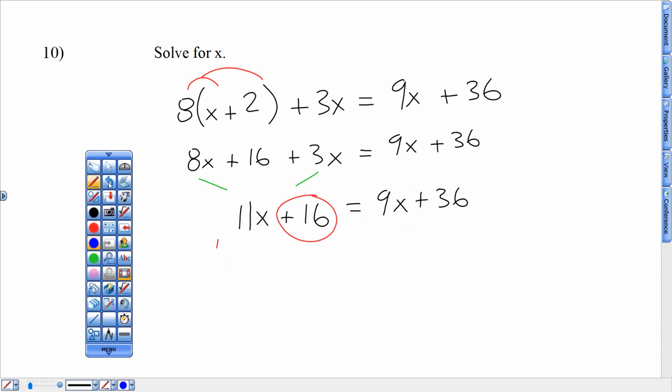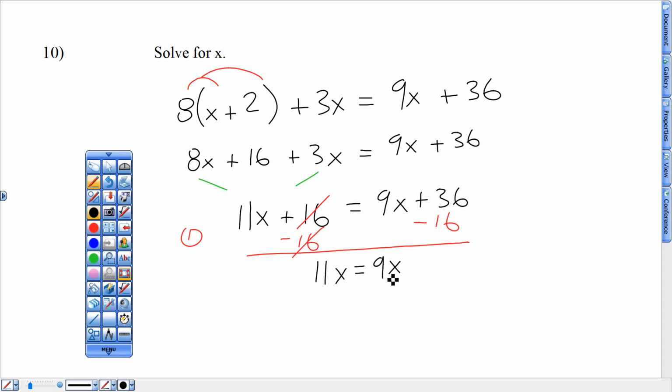Let me show you. First step, always get rid of that plain number by adding or subtracting it away. So if I take away 16 on both sides, bring down this 11x and 9x, and then do that math right there using your calculator, that gives you 20.